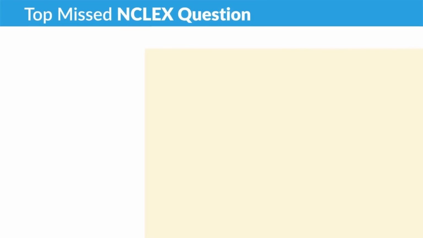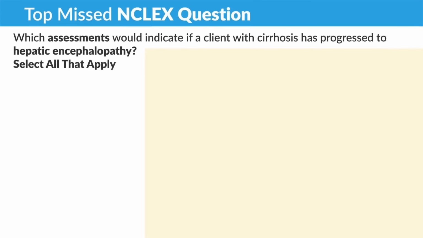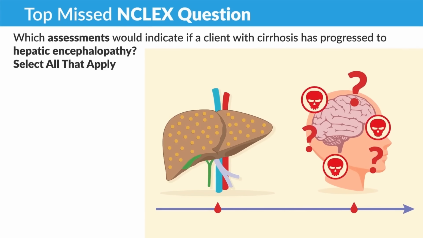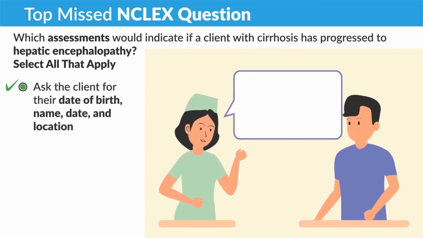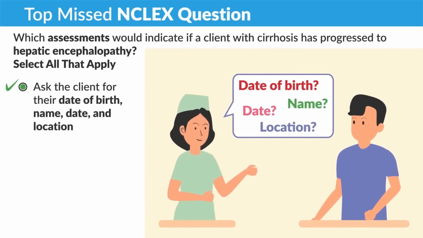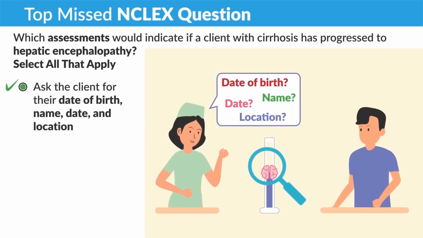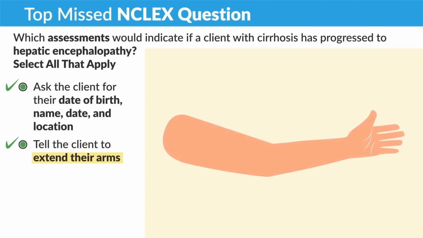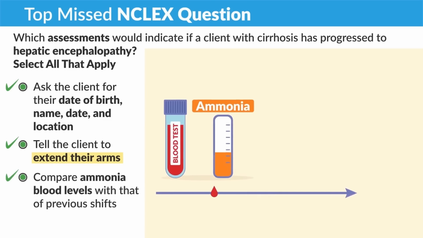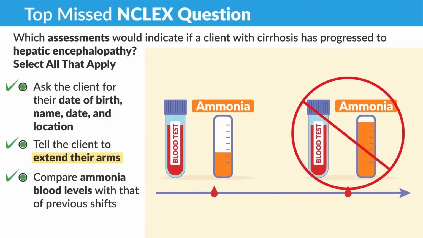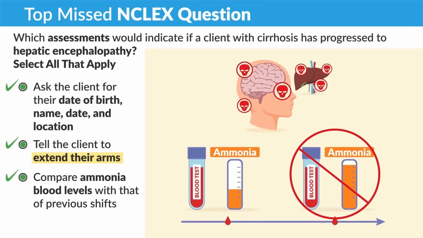Now, the top missed NCLEX question from this section. Which assessment would indicate if a client with cirrhosis has progressed to hepatic encephalopathy? Select all that apply. Ask the client their date of birth, name, date, and location. Yes, these 4 questions are to monitor mental status, to see if the client is oriented. Tell the client to extend their arms. Yes, the key term there is to extend the arms to assess the muscle twitching. And lastly, compare the ammonia blood levels with that of previous shifts. Yes, ammonia levels should not be going up. If they are, it will cause more hepatic encephalopathy.